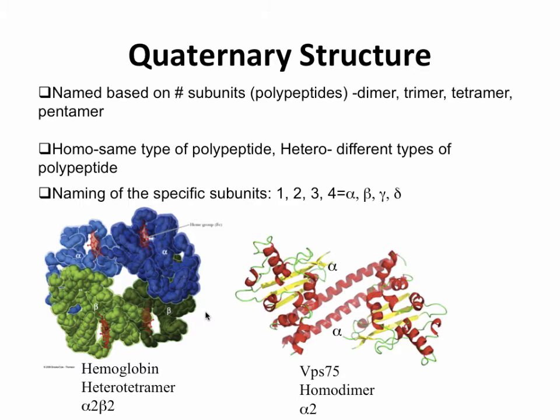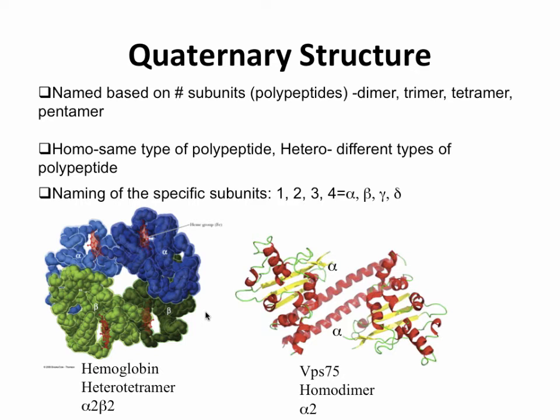And then we also talk about whether it's the same type of polypeptide or different types of polypeptide. So homo means that you have the same type of polypeptide. So if it's a homodimer, it would mean that the 2 polypeptide chains are exactly the same in amino acid sequence. And then hetero means that they're different. So there are 2 or more different polypeptide chains in the quaternary structure. And then in terms of naming the specific subunits, it goes alpha, beta, gamma, delta, and so on.